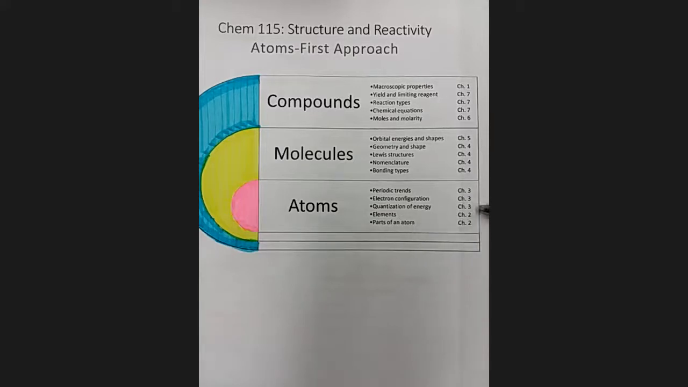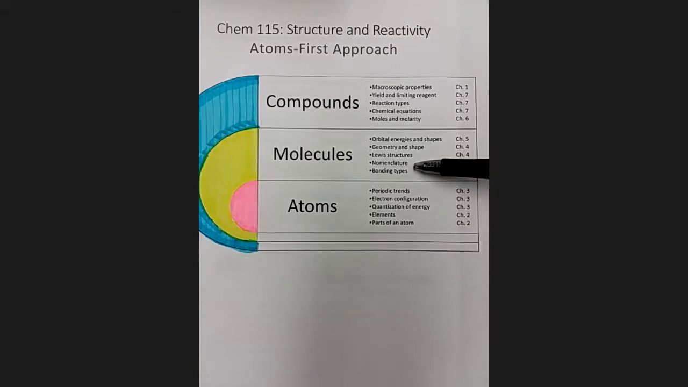Then we'll look at the quantization of energy and electron configuration and periodic trends to understand how the different elements are similar and different to each other. Then we'll move a little bit larger. We'll talk about molecules which have multiple atoms. We'll talk about how those atoms bond together, how we name those different molecules of those compounds, the Lewis structures and the geometry for how those atoms connect together, and the energies of individual molecules.